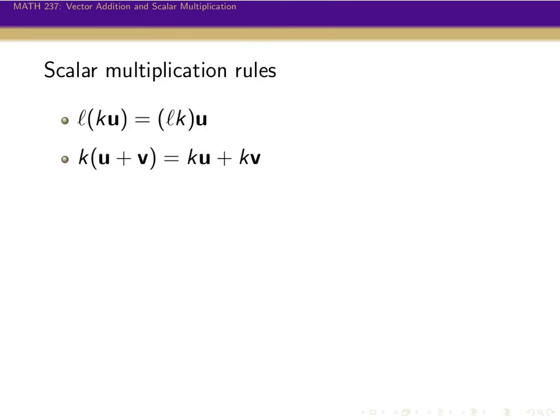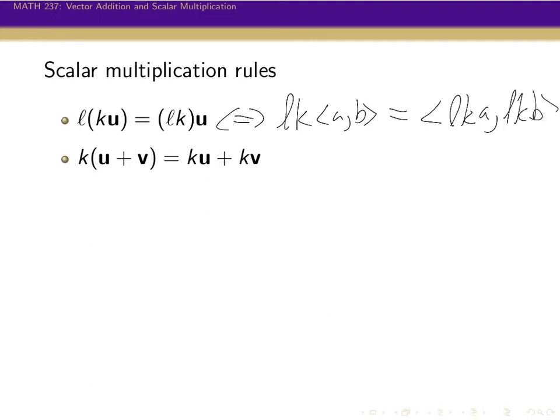Okay. And so the scalar multiplication rules are, so I just wrote the two main ones right here, is if I scale a vector u by k first, and then scale that by L, that's the same thing as scaling it by L times k together. And so this one is really just saying that L times k times, say, a vector AB in R2 is going to equal L times k A, L times k B.